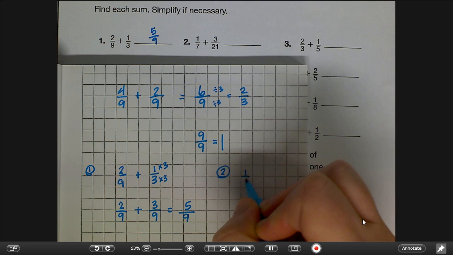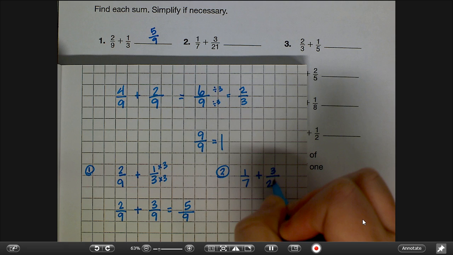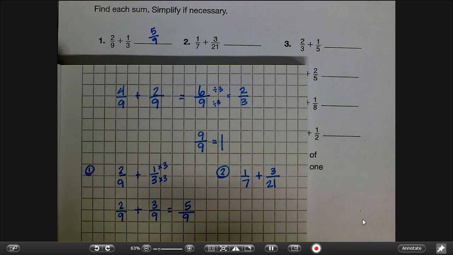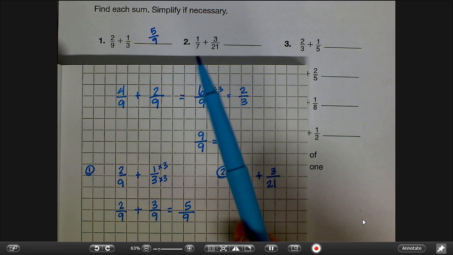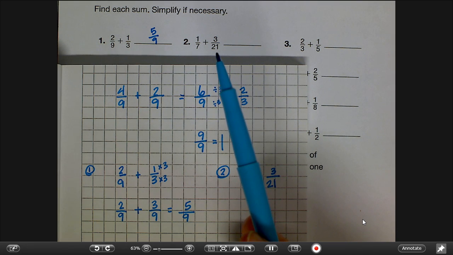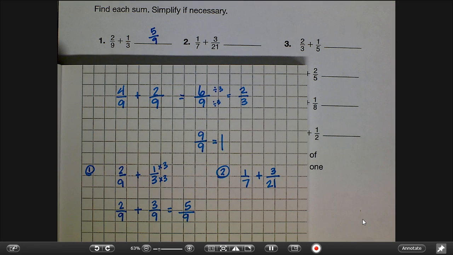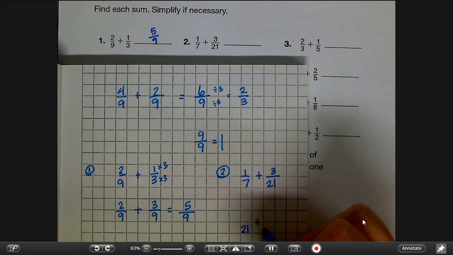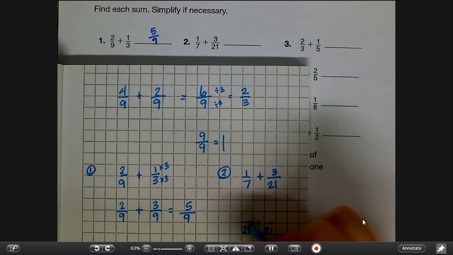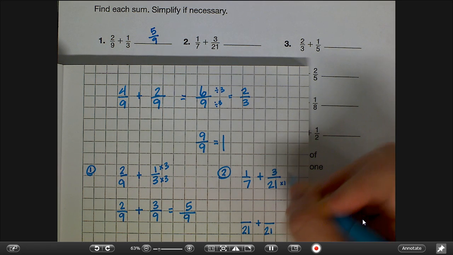1/7 plus 3/21. That's an interesting number. Okay, so again, just looking at this and knowing my math facts, I know that 21 times 1 is 21. And I also know that 7 times 3 is 21. So I'm going to use 21 as my common denominator. Okay. So again, if the denominator stayed the same, that means that I just multiplied by 1.